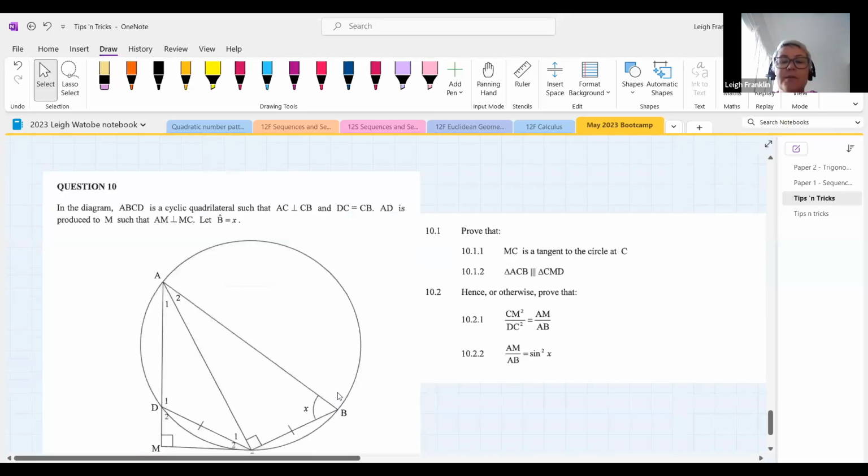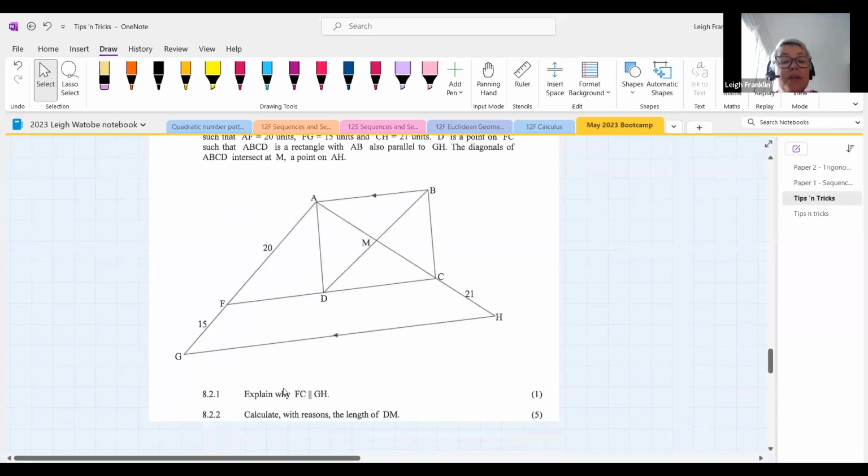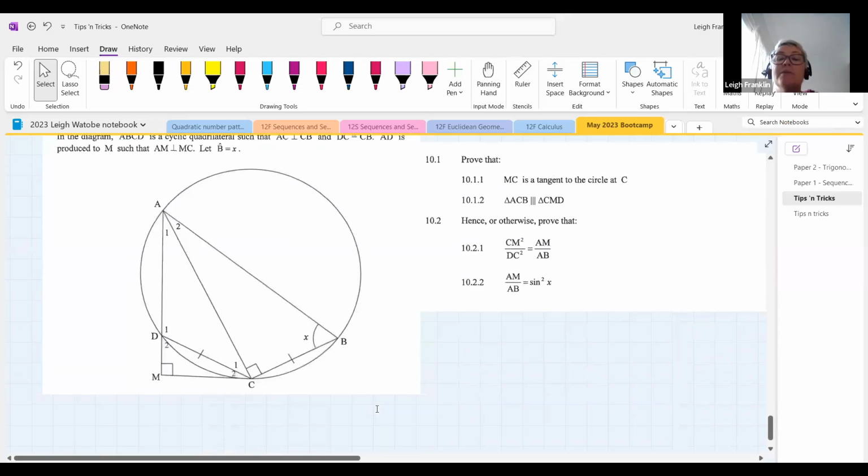That's not complex. Okay, so if we have a look at this question over here, they've given us a diagram. There's quite a lot going on in the diagram, etc., etc. If they say to us, explain why FC is parallel to GH, that's knowledge. Then when they say to us, calculate with reasons the length of DM, if there's no clear place where to start, then that would be a problem-solving question. So that's potentially problem-solving. It could be complex, right?